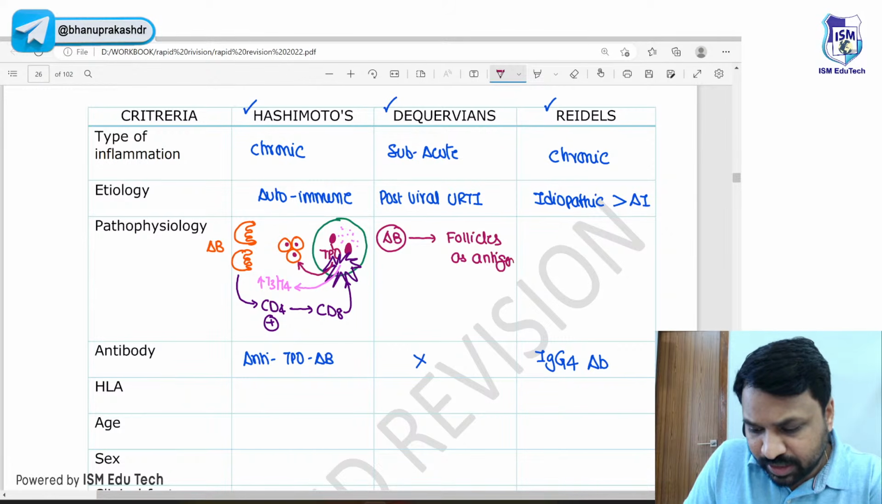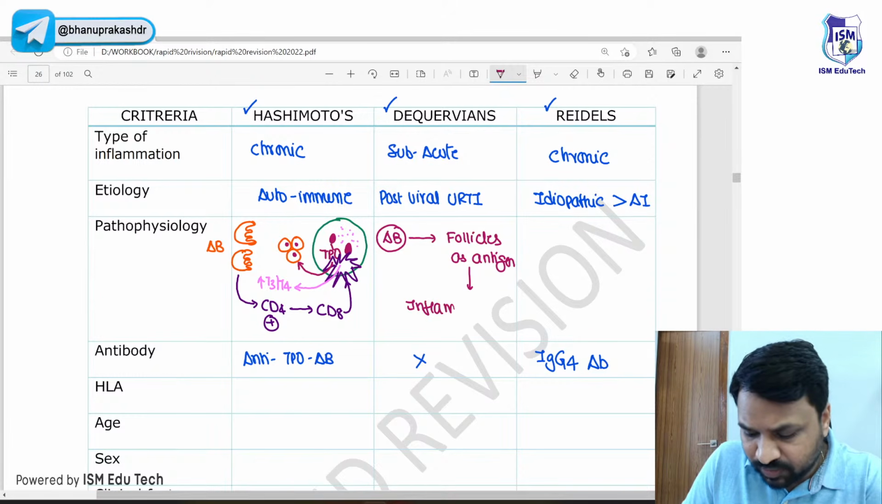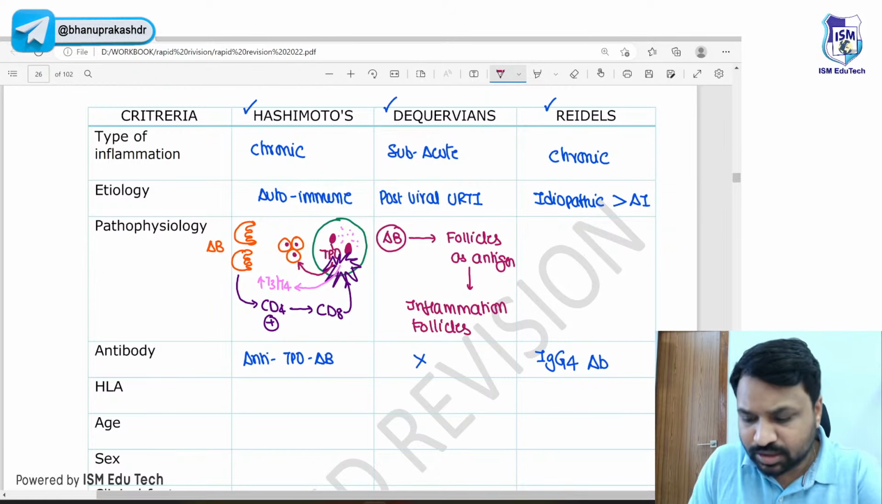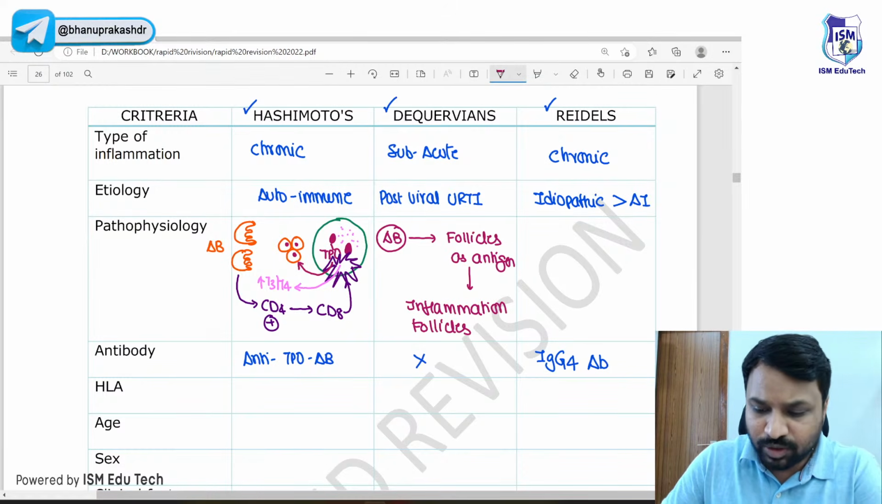Now, because they recognize the follicle as an antigen, they will cause inflammation of the follicles. And this inflammation of follicles is what we call De Quervain thyroiditis. Riedel's is idiopathic. We don't know what happens.